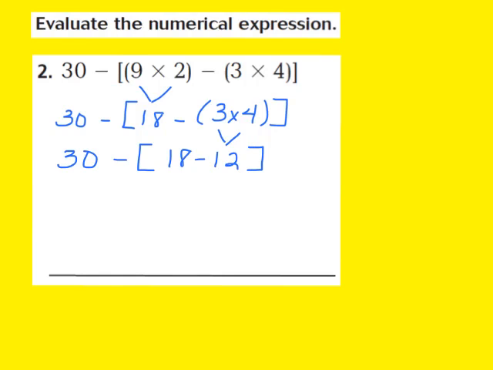Now that all of my parentheses have been taken care of, I'm now going to focus on simplifying or evaluating what's inside the bracket. So I'm now going to take 12 away from 18, and when I do that, that gives me 6. Well, I'm going to go ahead and rewrite my problem, and I'm now left with 30 minus 6. So subtraction is the only operation I have left here, so I'm going to go ahead and take 6 away from 30, and when I do that, I end up with 24.